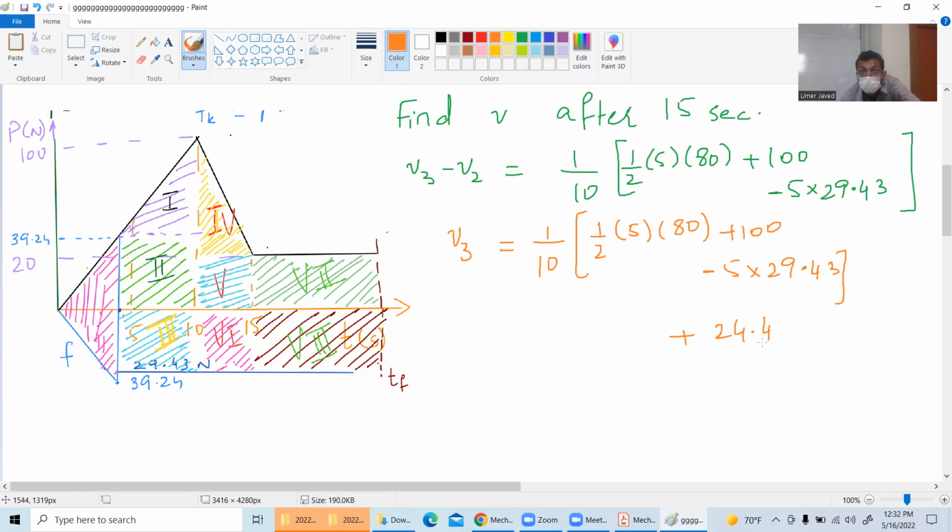I really appreciate that you pointed out the mistake. Otherwise, this problem would have been impossible to comprehend. So thank you. So V3 comes out to be, no idea, I think 39.6 meters per second.